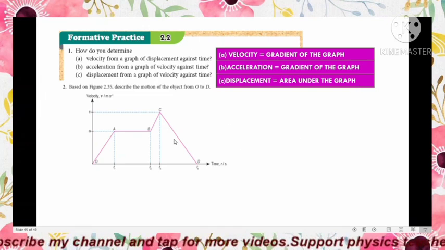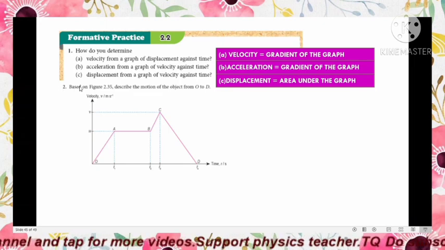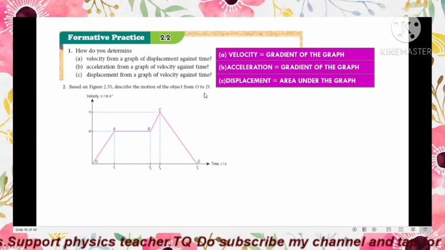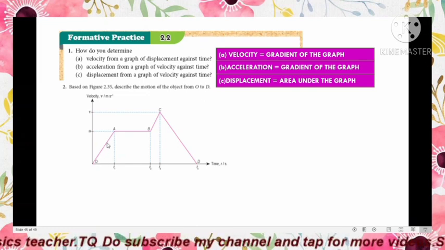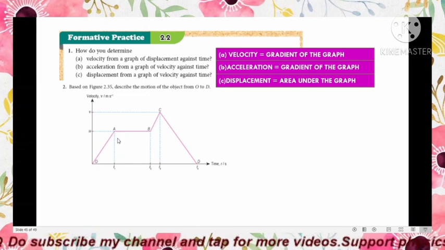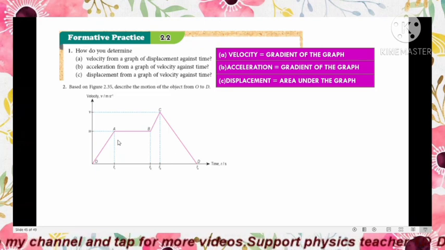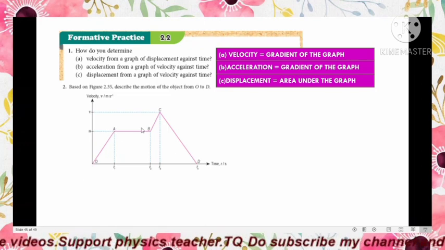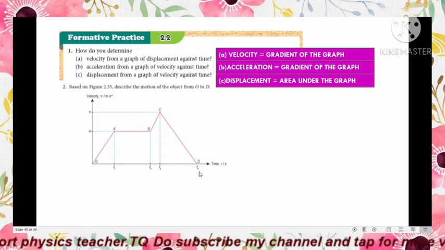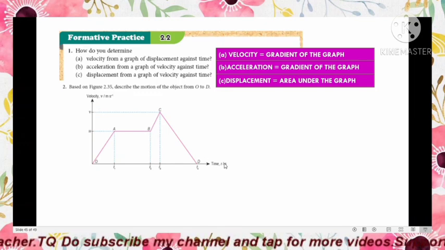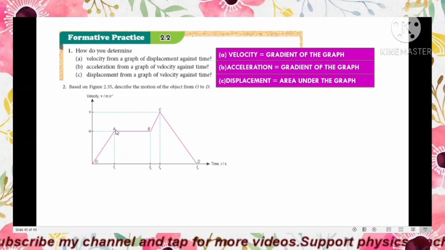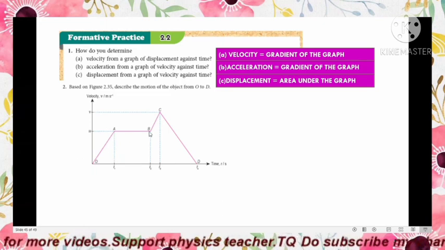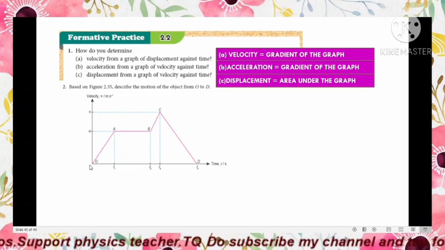Okay. Number 2, based on the figure 2.35, describe motion of the object from O to D. So you can see from O to D, there are a few sections here. 1, 2, 3, 4. 4 sections. So you need to describe for all sections. OA, AB, BC, and CD. So for velocity time graph, you must be able to identify a type of motion based on the shape of the graph. So you can see OA.